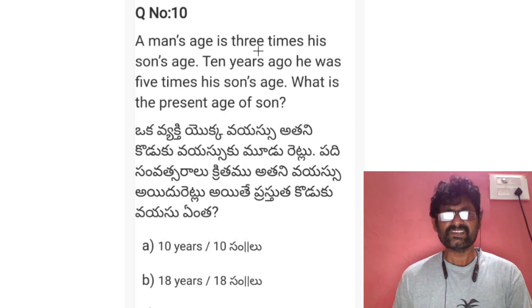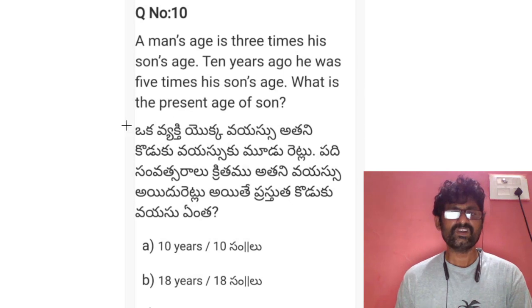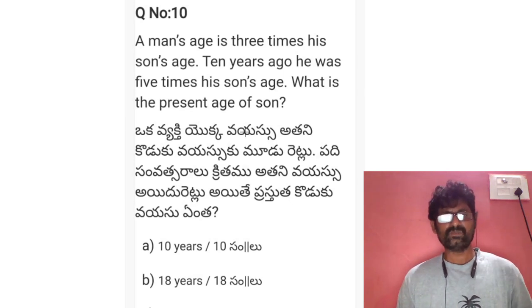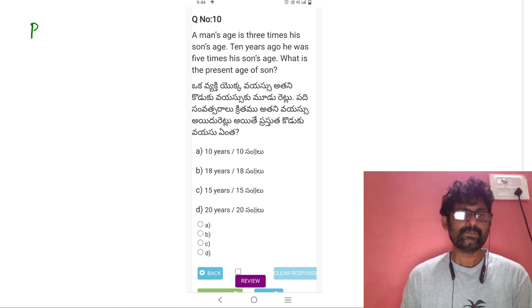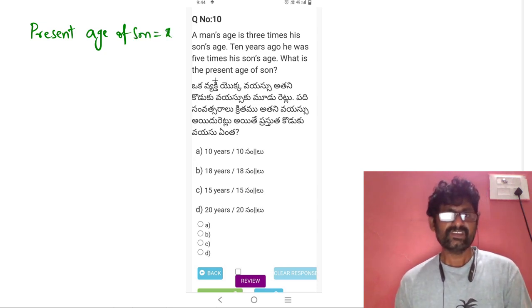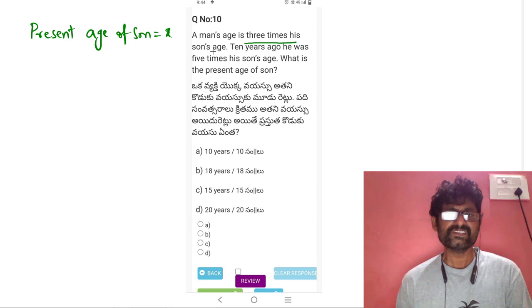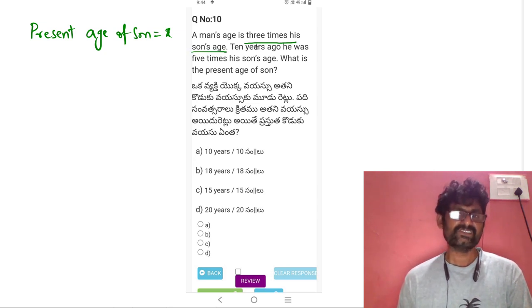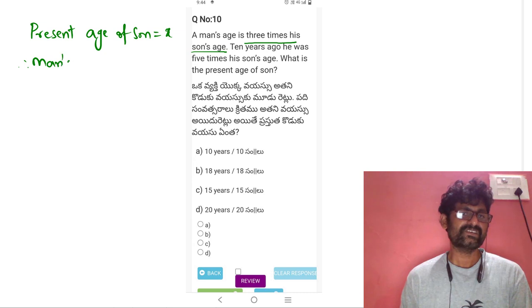A man's age is 3 times his son's age. 10 years ago, he was 5 times his son's age. What is the present age of son? So we don't know the present age of the son. Let the present age of son equal x in years. A man's age is 3 times his son's age. So the man's age is equal to 3 times the son's age. That means 3 times x.